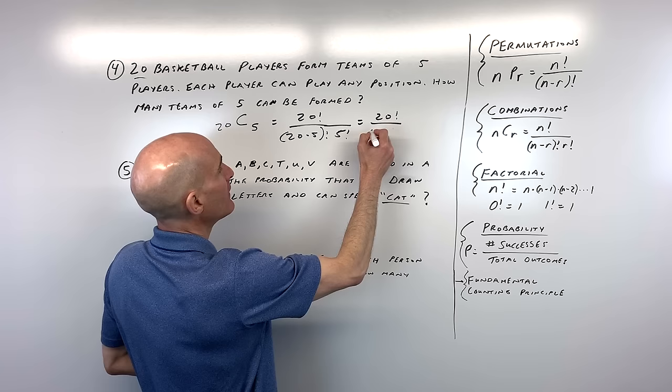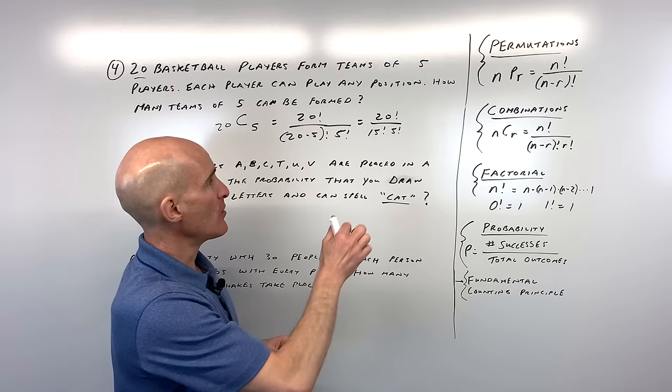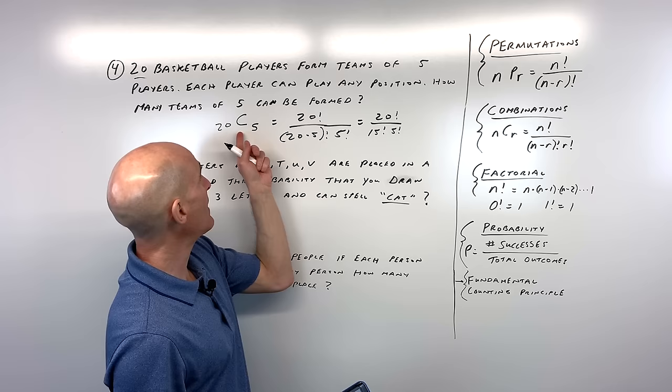And you don't want to make the mistake of saying, oh, this is like 75 factorial or 20 divided by 5, that's 4 factorial. It doesn't work that way. You have to actually expand this out: 20 times 19 times 18 times 17, etc. Or you can use this combination key on your calculator.